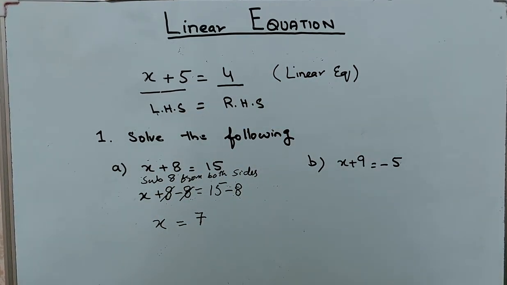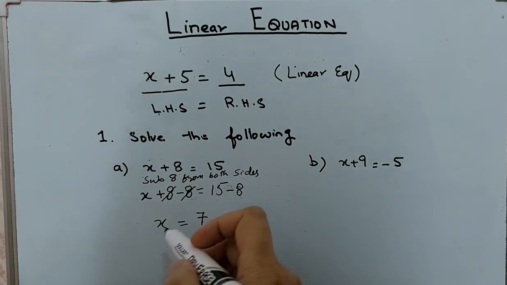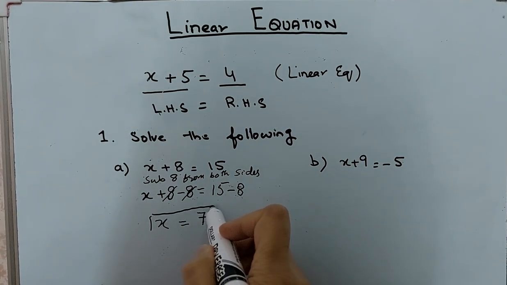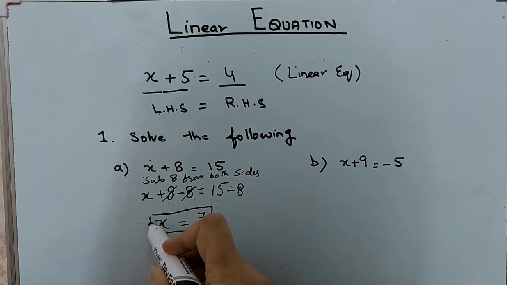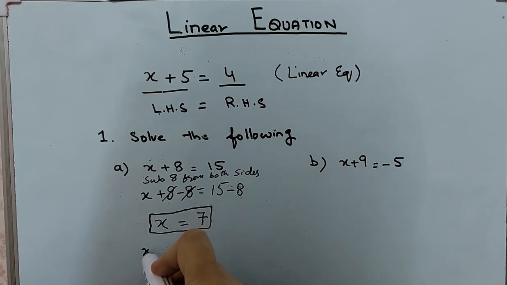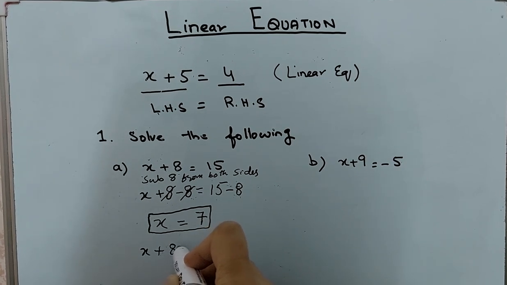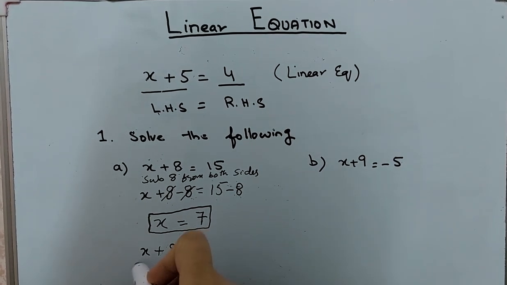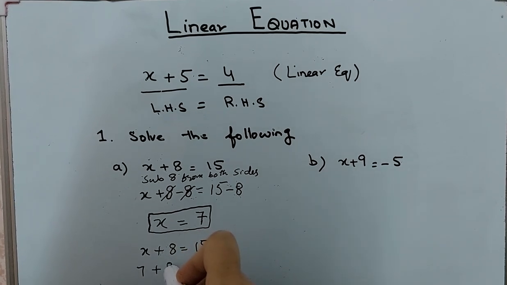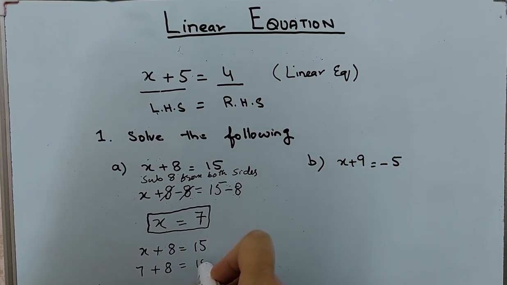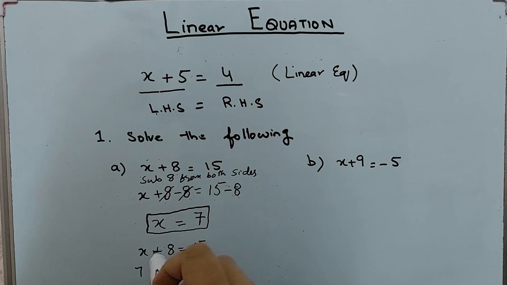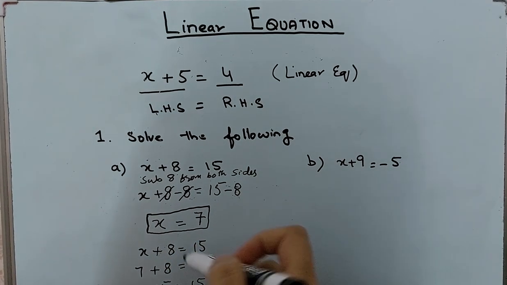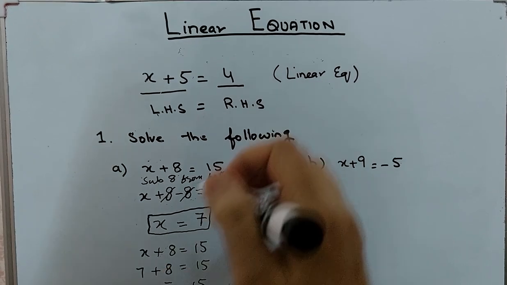So students, you can check whether your answer is right or wrong. Now we have the value of x as 7. To check, you can put the value of x in the original equation, x plus 8 is equal to 15. So 7 plus 8 is equal to what? Again 15. So the left hand side is equal to the right hand side. This is proved, which shows that we found the right value of x, and x is equal to 7.